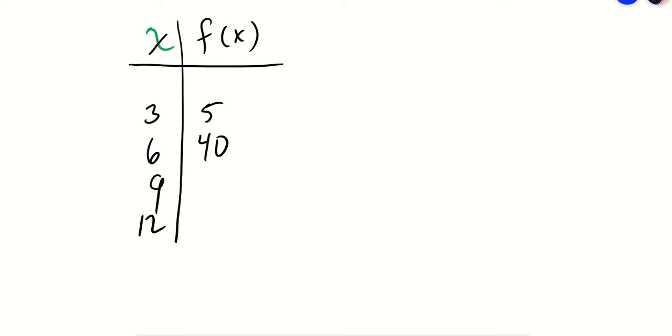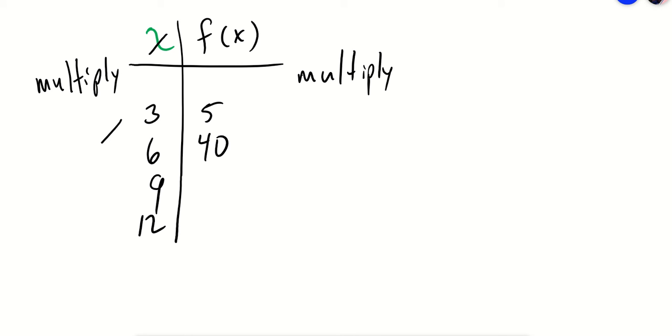So it's a power function, which means we're following the multiply rule. So then we're going to be multiplying on both sides. This is times 2. This is times 8. 5 times 8 is 40. And then we do times 2 again.